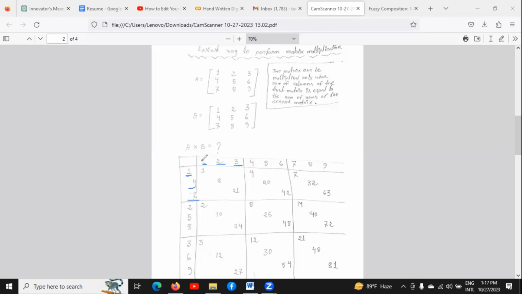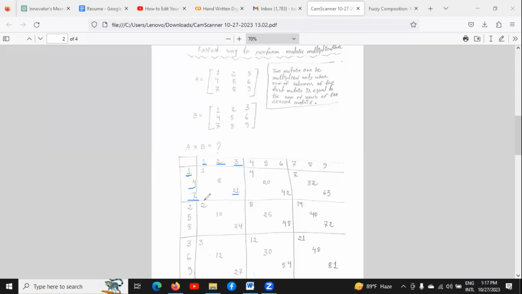numbers. So if we multiply 1 with 1, we will get 1. 4 into 2, we will get 8. 3 into 7, we will get 21. Then again, we will multiply 4 with 1, 5 with 4, 6 with 7. Then we will get 4, 20 and 42. Then again we will do 1 into 7, 8 into 4, 9 into 7.